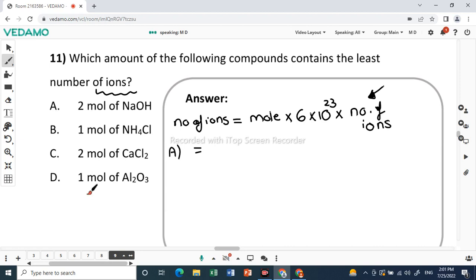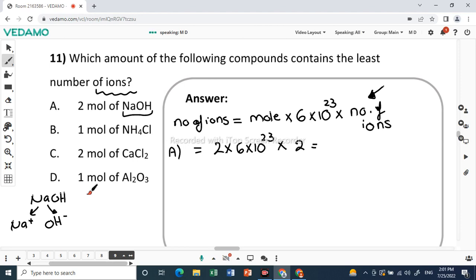So let's start with A. To find the number of ions, I have 2. I will multiply it by 6 times 10 to the power of 23. I need to think about how many ions are present inside the sodium hydroxide. Remember, sodium hydroxide is made up of 2 essential ions. I've got Na positive and I have the OH negative present. So the total number of ions which are present here is 2.